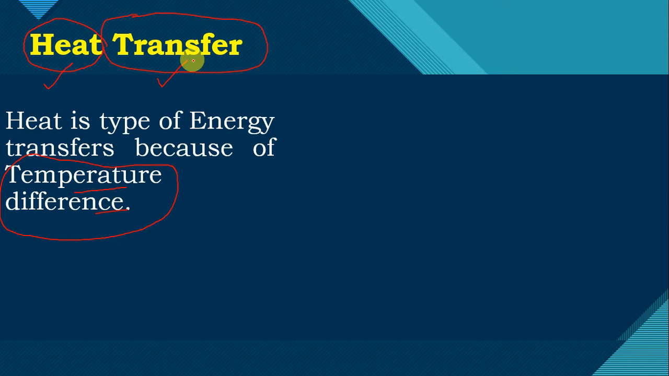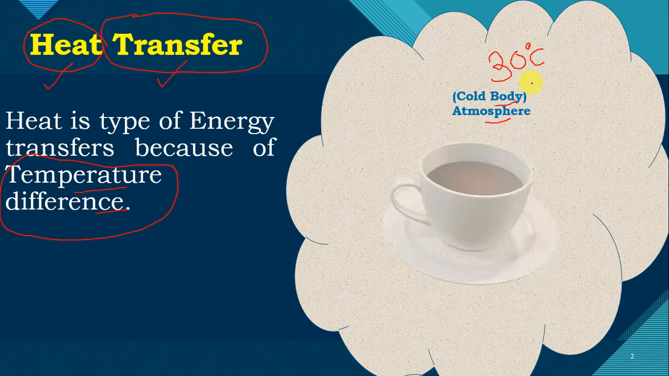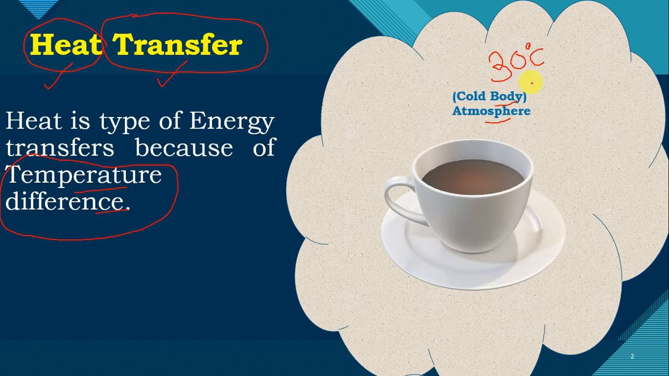So what is heat transfer? Heat transfer is heat energy flowing from one place to another. Okay, so for better understanding, let's consider the atmosphere, which I will consider as a cold body. If I consider the temperature of the atmosphere to be near about 30 degrees Celsius, for example, and in that atmosphere I keep a coffee cup, which I am going to consider as a hot body. So this is the hot body. Generally, let's consider the coffee cup temperature to be near about 80 degrees Celsius.